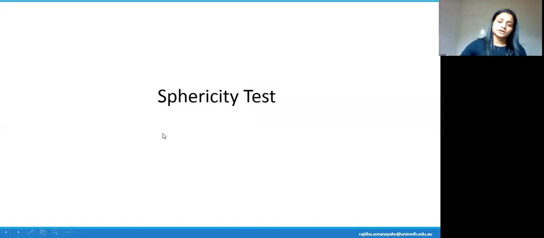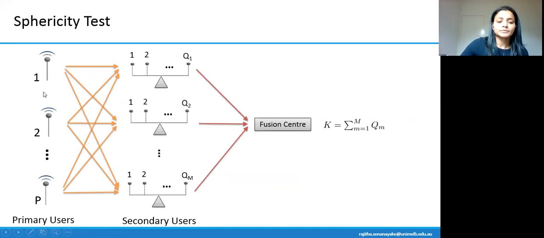Okay, to tell you about the sphericity test, I'm going to use a system model like this. Let's assume that we have P primary users in the network, and these are my licensed users. And I have M secondary user terminals, and these are my unlicensed users. My goal is to decide whether there are primary users present in the network or not, based on what is received at these secondary user terminals. I assume that each of these secondary users has a different number of antennas, like secondary user 1 has Q1 antennas and so on.